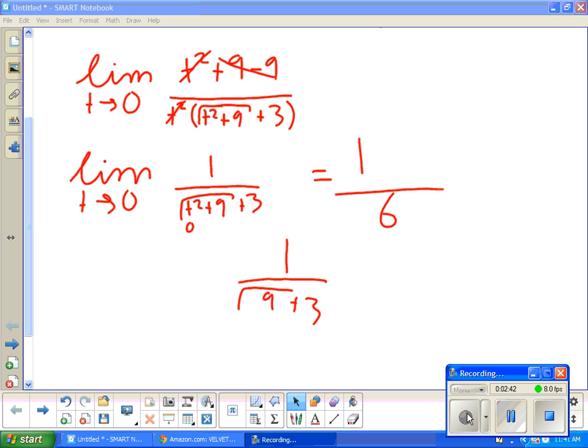So you notice here we just reorganized so the limit equals 1/6, and that's the right answer. Yeah. Sorry, Lucas.